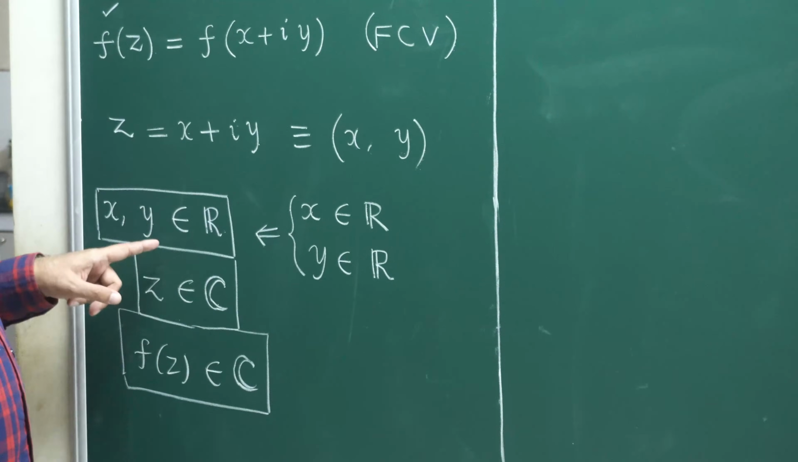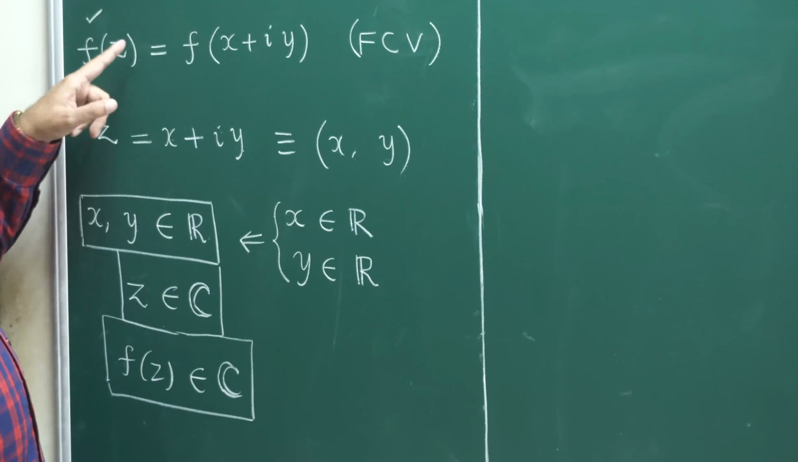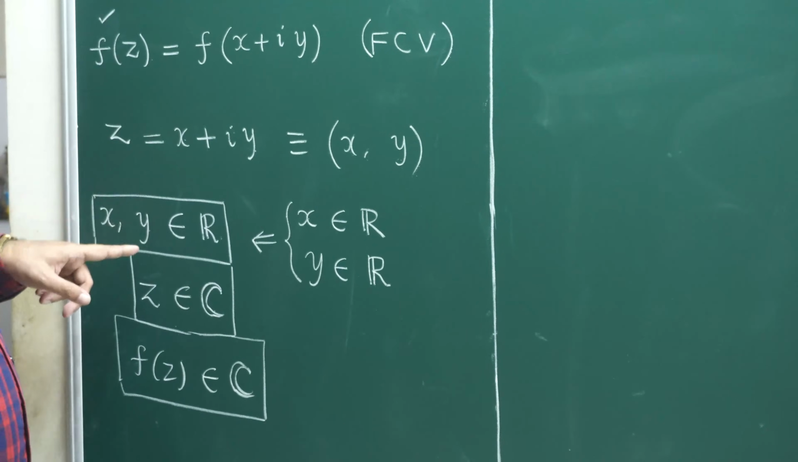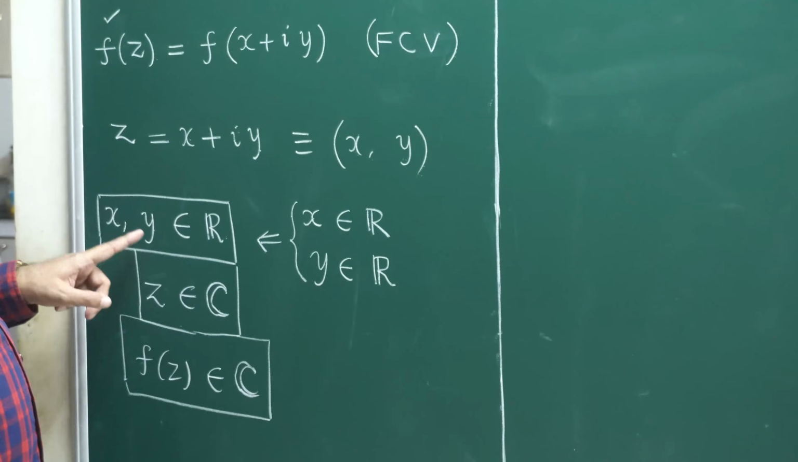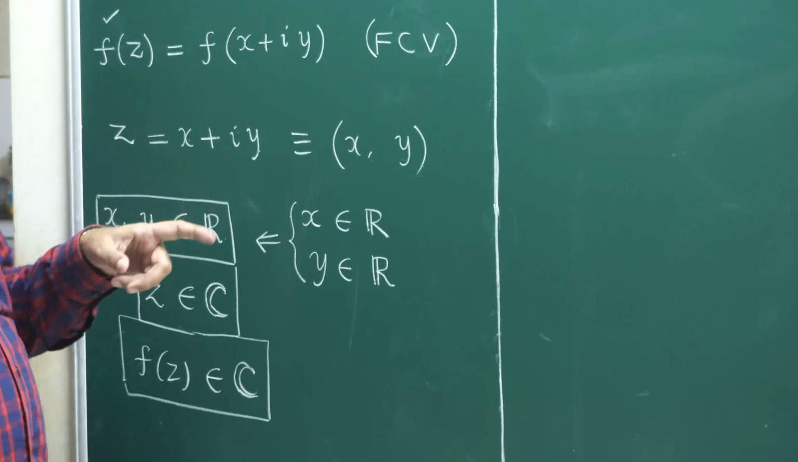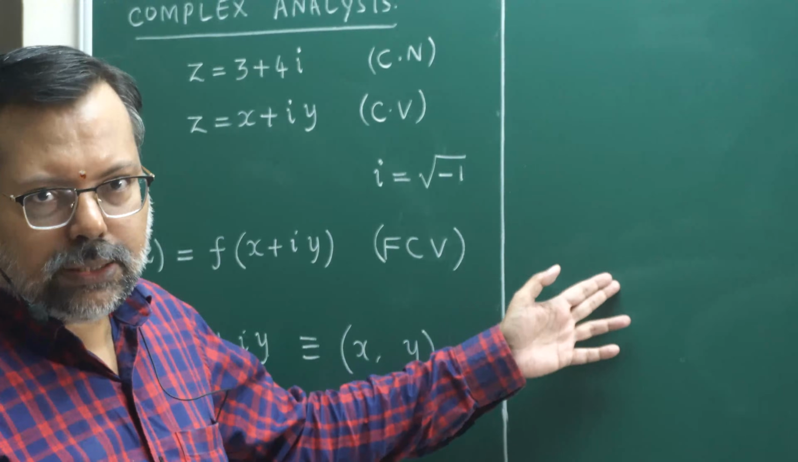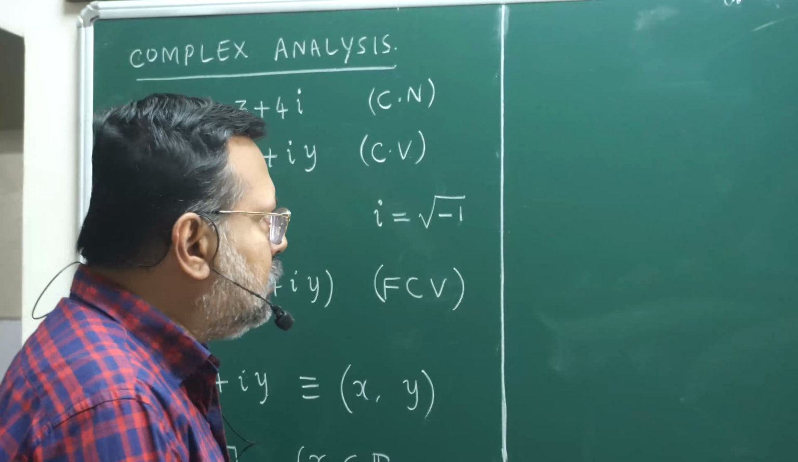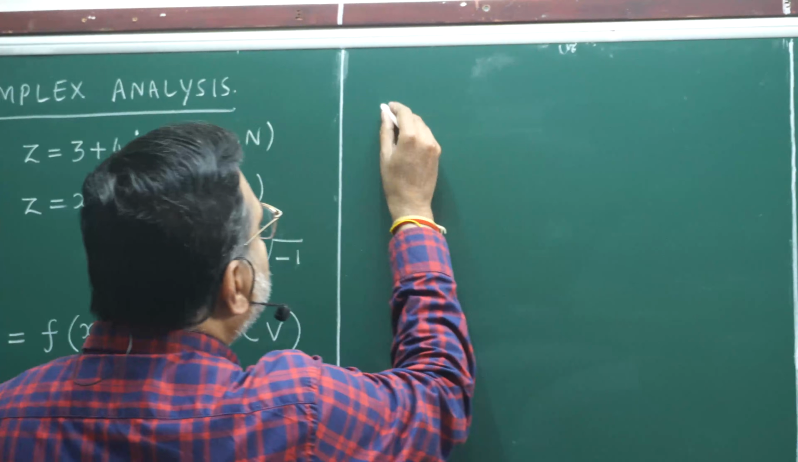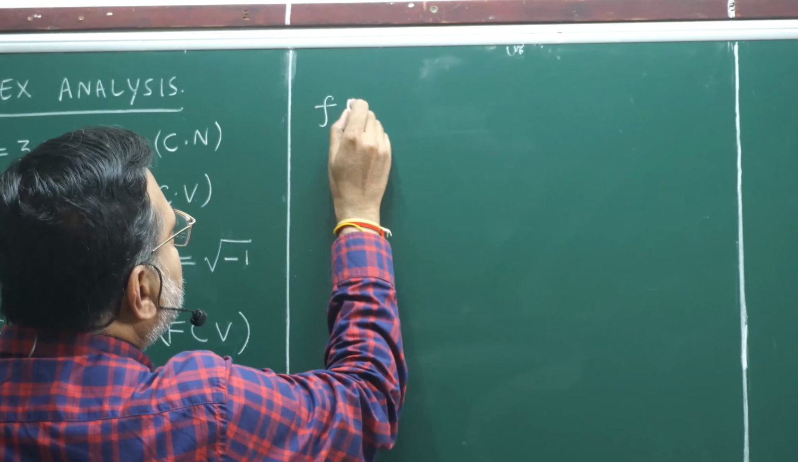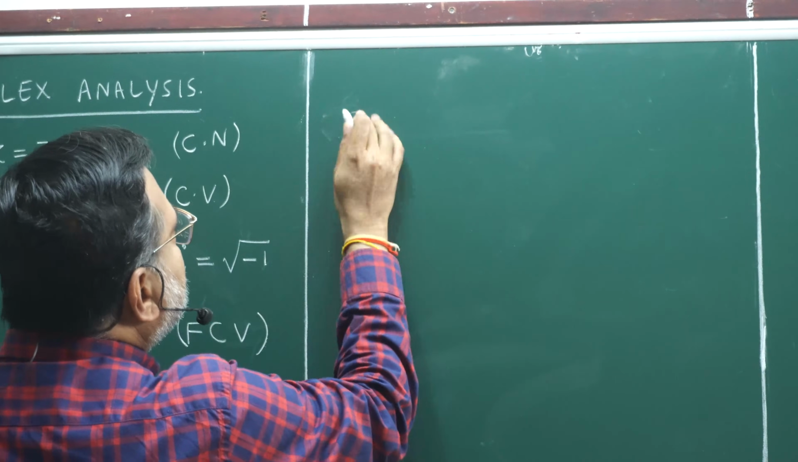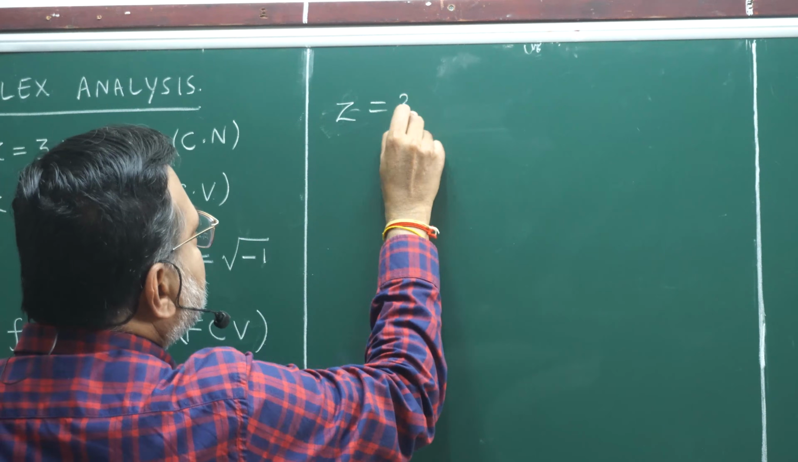Fine. Now the first thing is that before going into the function of the complex variable, let me explain some basic idea about how the function looks, what the function is going to do. So let us see, we'll take a small example here and let me explain. So take for example the first example itself. Let us consider z equal to 3 plus 4i.